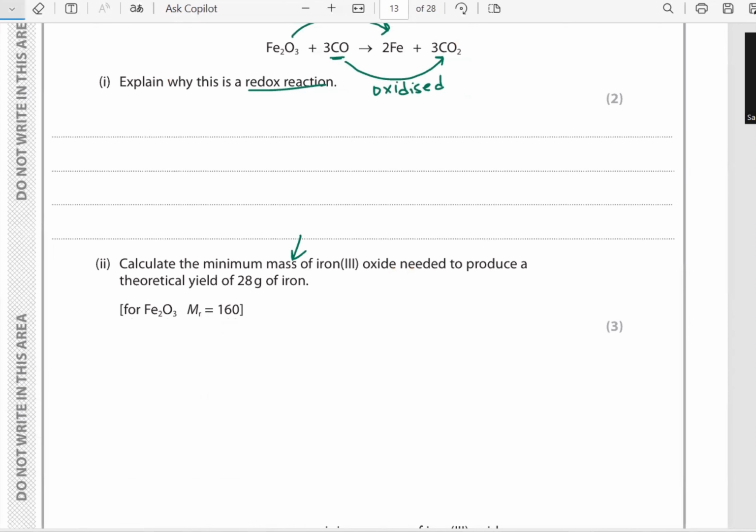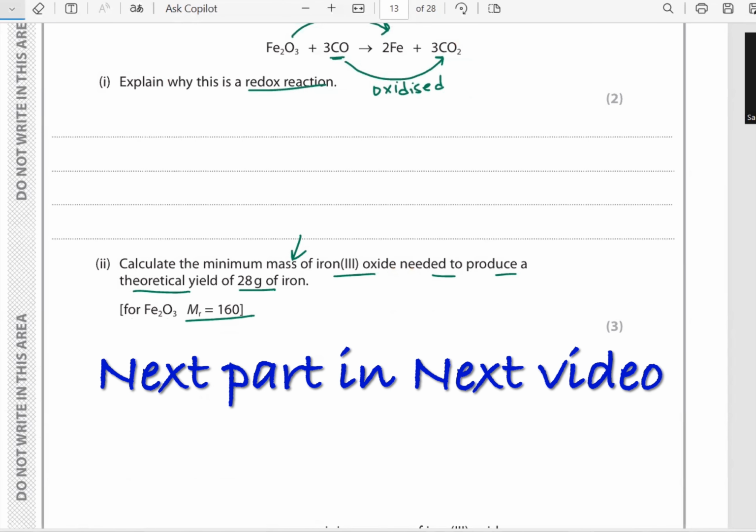Calculate the minimum mass of iron 3 oxide needed to produce a theoretical yield of 28 gram of iron. And they gave you the Mr of iron oxide.